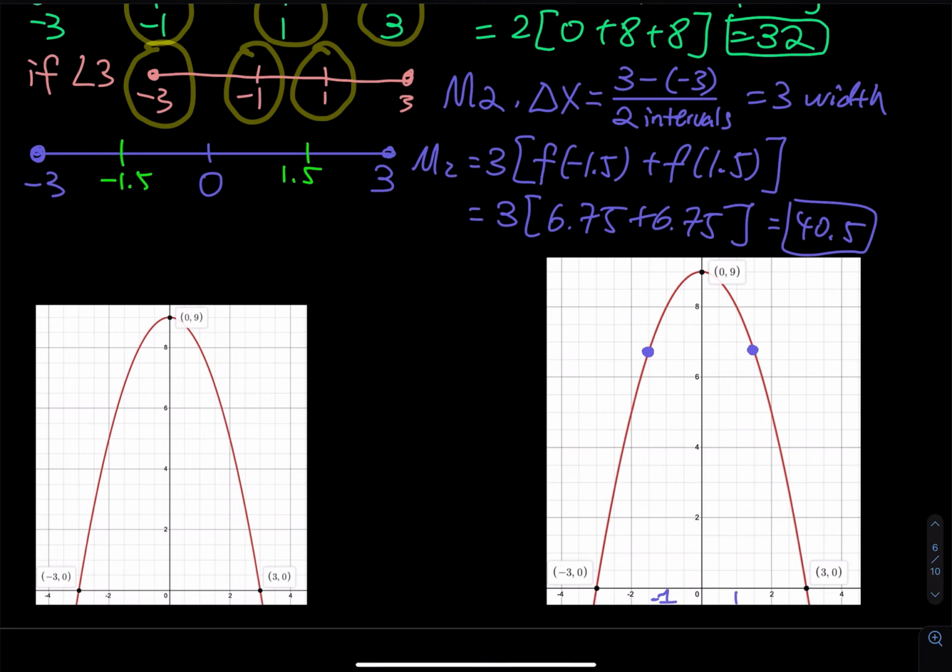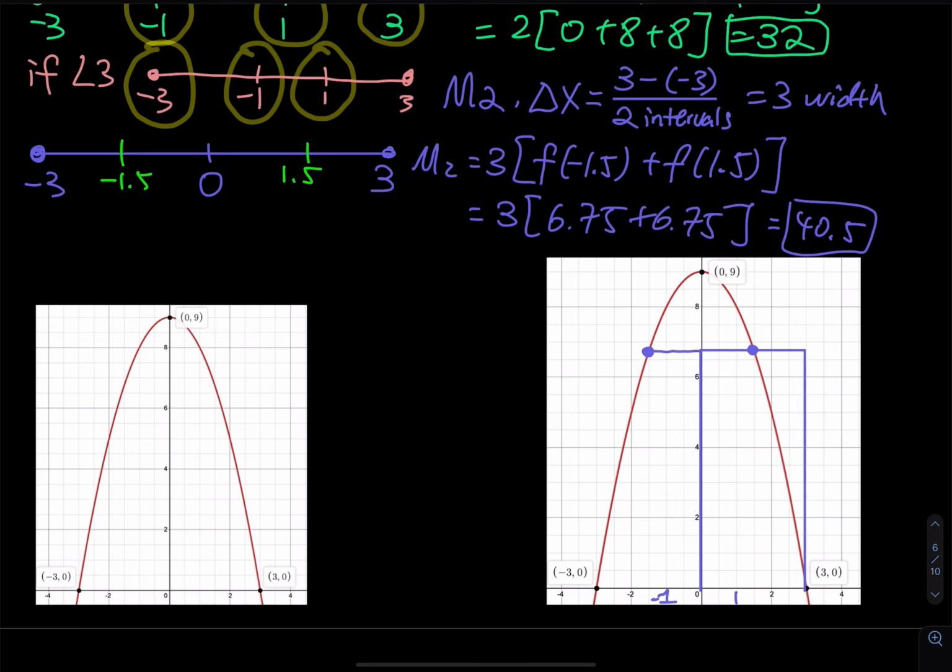And then how long is the interval? The interval is 3 units long. So we go 1 unit to the right to 3, and then 1 unit to the left to 0. So the length is 3, right? So this is touching the 0, and then this is touching the 3. So there you go. That is your rectangle.